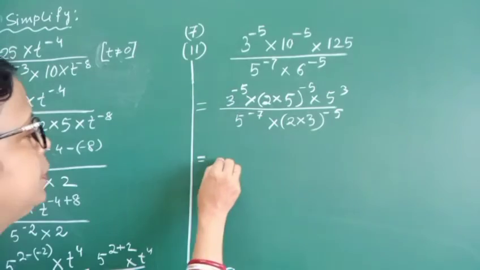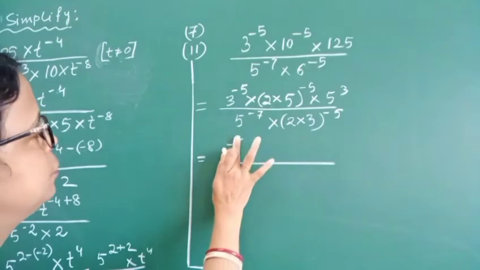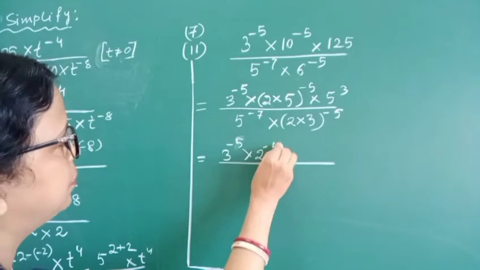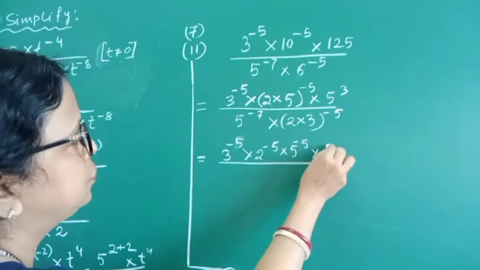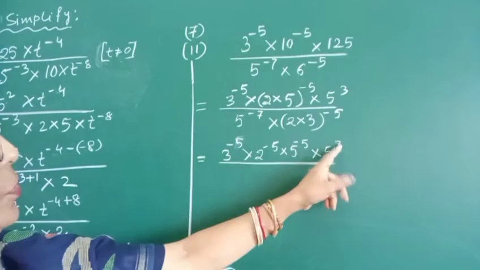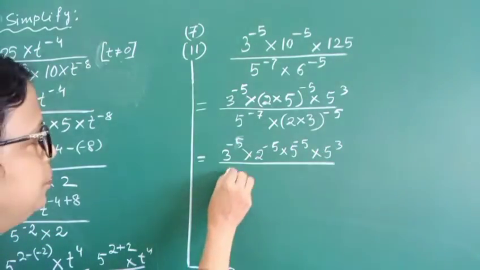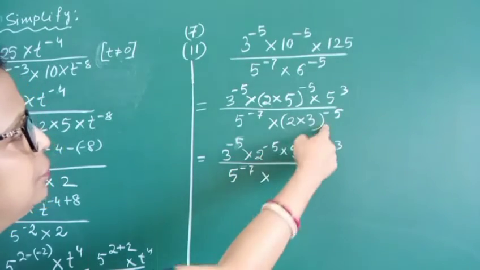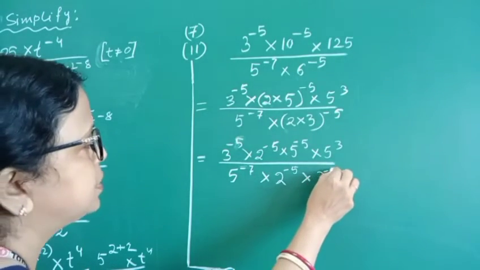Now we will separate all the powers. 3 to the power minus 5, leave it as it is, 3 to the power minus 5 into 2 to the power minus 5, 2 to the power minus 5 into 5 to the power minus 5 into 5 to the power 3. See, 5 to the power minus 5 and 5 to the power 3, we will use a to the power m into a to the power n. Here 5 to the power minus 7, afterwards I will use this one, not now, into, again I will expand this 2 to the power minus 5 into 3 to the power minus 5.